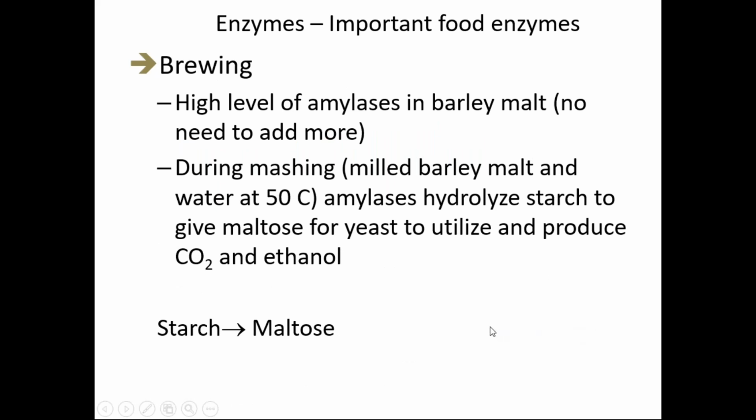The alpha amylases are also very important in the brewing industry because alcohol is produced from maltose and malt. The high level of amylases in the barley malt results in the production of carbon dioxide and ethanol, and they are also used to convert starch into maltose. So the amylases are important not only in the baking industry, but also in the brewing industry.